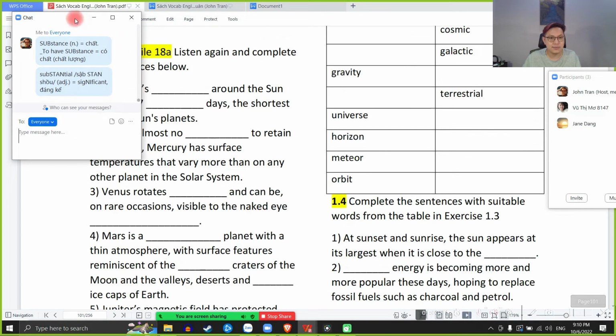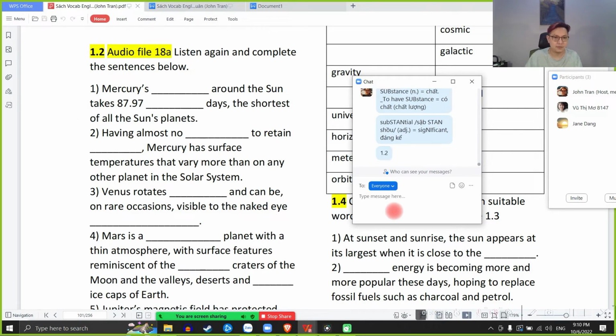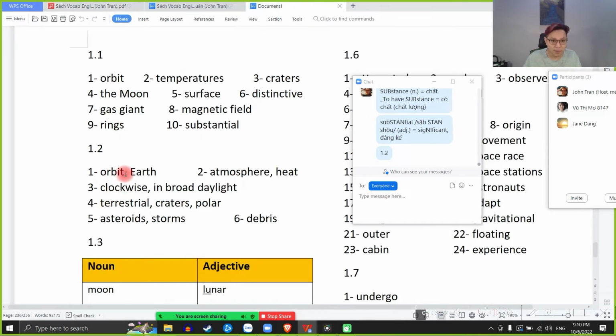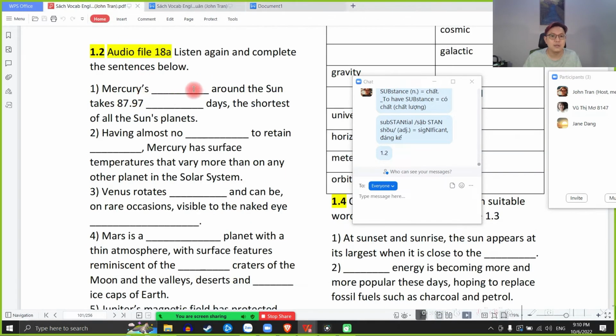Alright, so 1.2. Mercury's number 1 is Mercury orbits around the sun takes 87.97 Earth days, the shortest of all the sun's planets. Cái quỹ đạo của sao Thủy xung quanh mặt trời nó tốn khoảng 87.97 ngày trái đất. Cái mà nó ngắn nhất trong tất cả các hành tinh của mặt trời luôn.